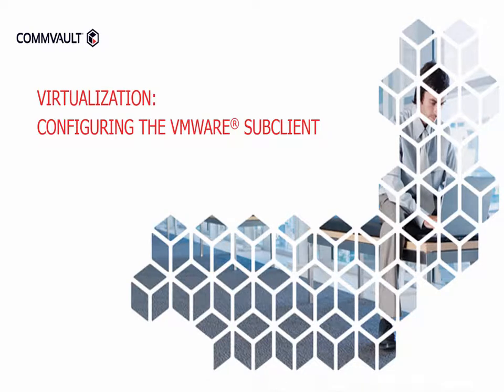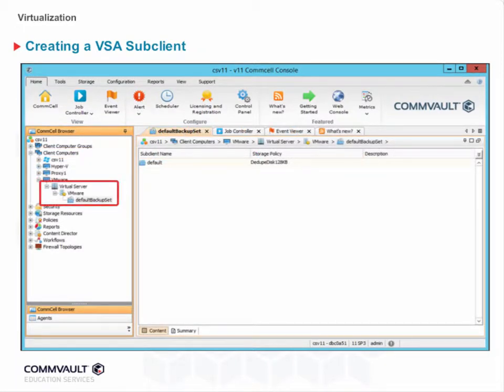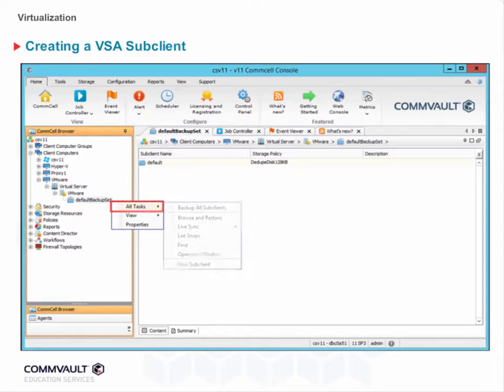Let's begin. To create a VSA subclient, expand the client computers and the virtual server pseudo-client entities in the CommCell browser. Right-click on Default Backup Set, select All Tasks, and then select New Subclient.